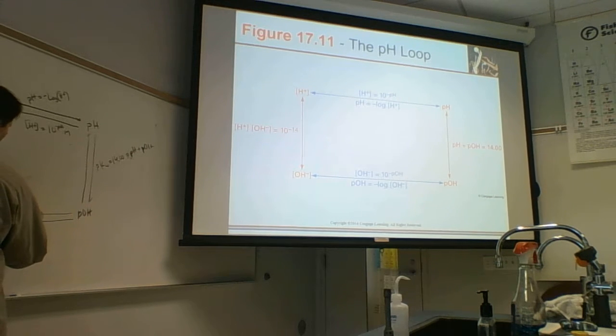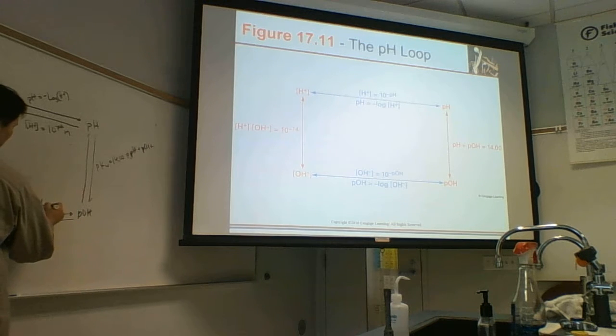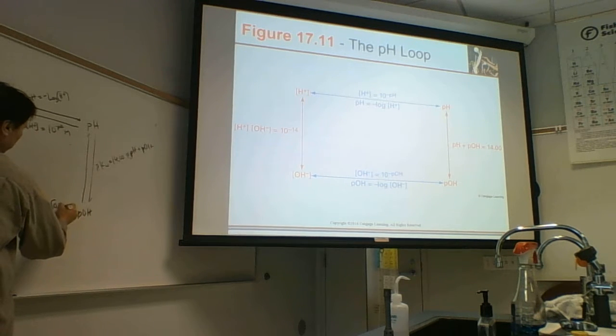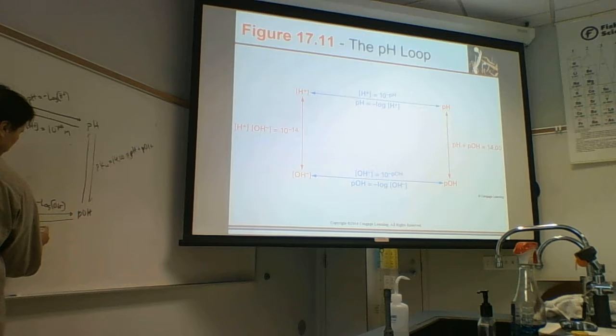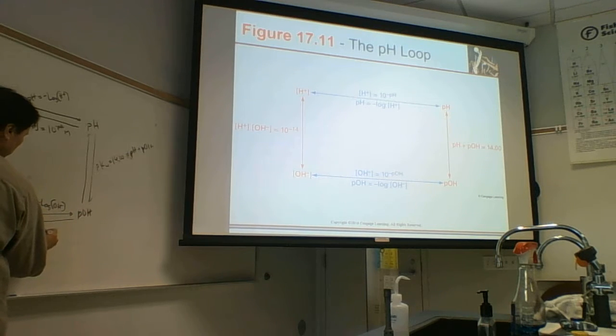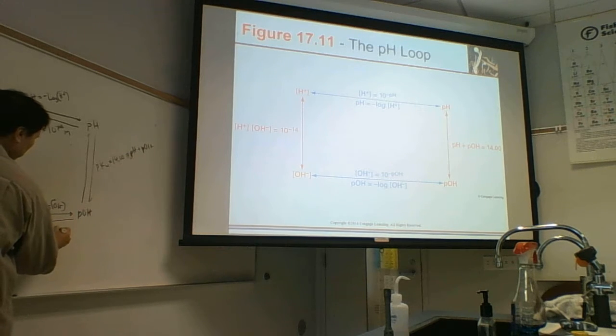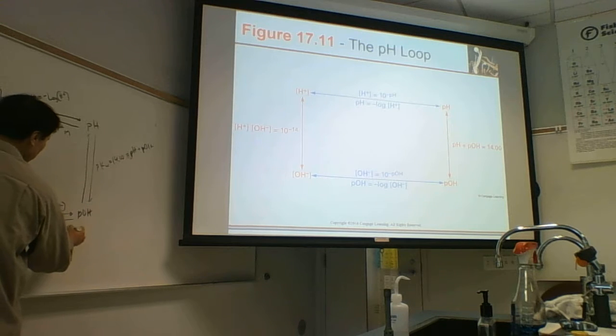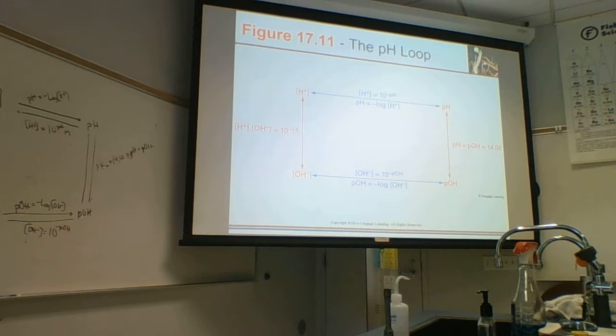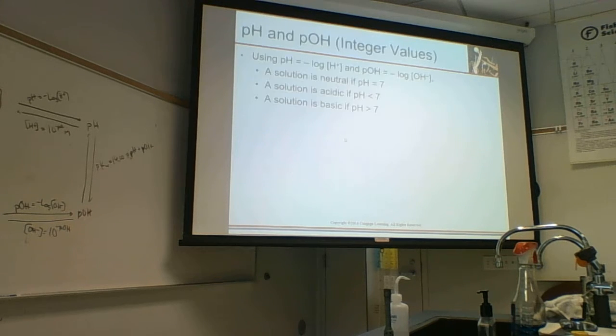And then we have these down here. If we want the pOH, going left to right, the pOH is equal to the negative log of the OH minus. If we want the OH minus concentration, that's going to be the anti-log, 10 to the minus pOH. So this will allow us to interconvert between those here.